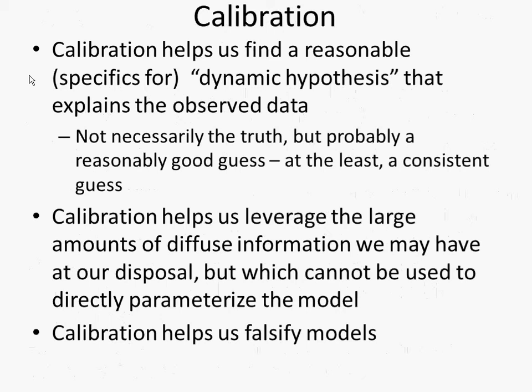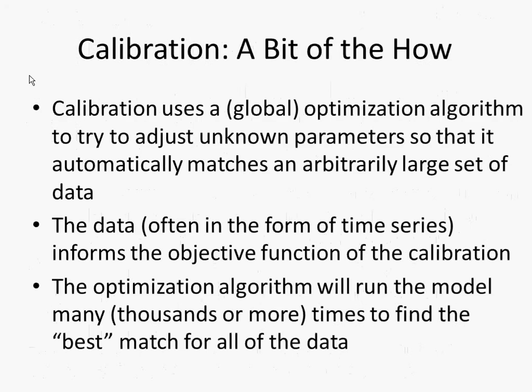Okay, so calibration really helps us find reasonable specifics for dynamic hypotheses that explain the observed data. It helps us leverage large amounts of often diffuse information we have at our disposal, but can't be used to directly estimate specific parameters. And it helps us undercut or falsify. It's a strong term, but it helps us undercut our confidence in certain models.